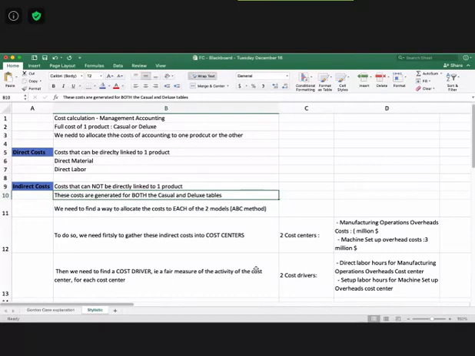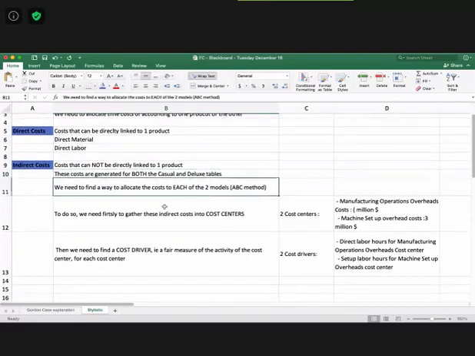So the method we must do is this one. We have a total amount, but we don't know how to split this total amount between the two products, okay? So the method is as following, ABC method or traditional method. We need to find a way to allocate the cost to each of the two models. To do so, we firstly need to gather this indirect cost into cost centers.